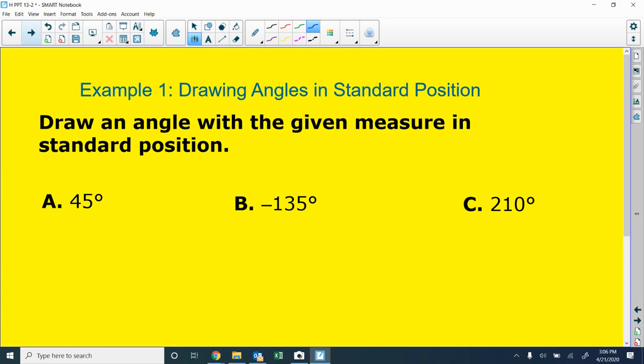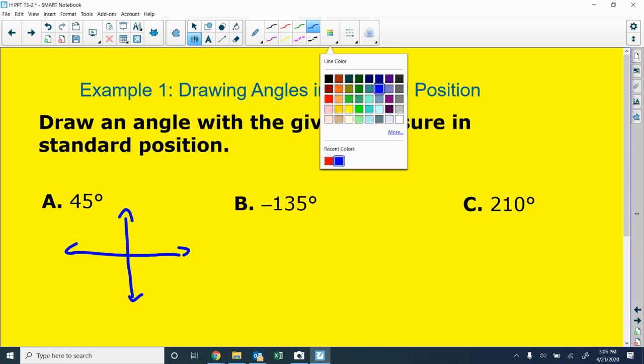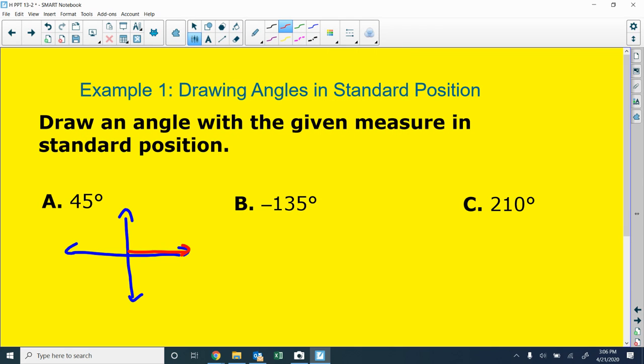So, real simple. Draw an angle with a given measurement in standard position. We'll have our xy coordinate plane here. We're going to start on the side right here. 45 puts us right there, and that's how simple this is.